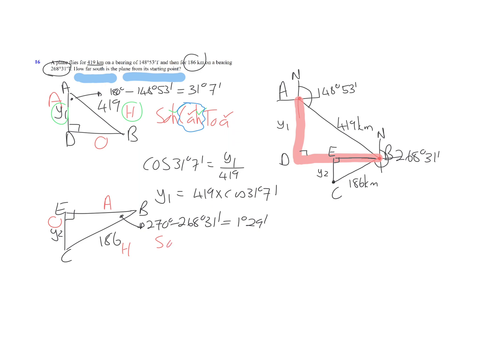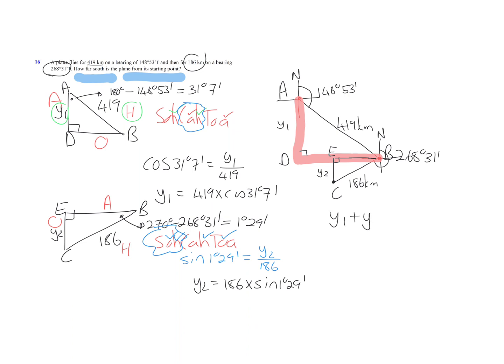Write down SOH CAH TOA. I have hypotenuse, so tick the H. I want the opposite, so I tick O. It's clear that I want to use sine of 1 degree 29 minutes, which is opposite, which is y2, over hypotenuse 186. I want to backtrack that division through multiplication. So y2 is 186 times the sine of 1 degree, 29 minutes. So if I want to know how far south I am, I need to add up the y1 and the y2.